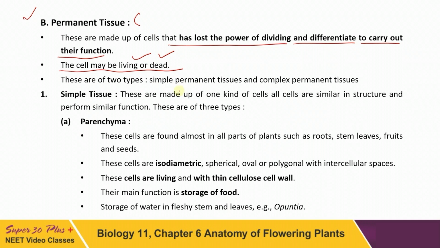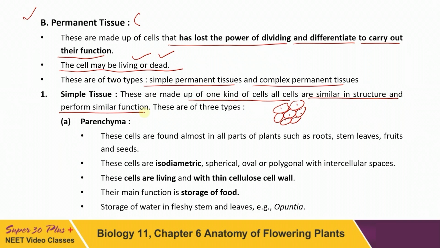These are of two types, simple permanent tissue and complex permanent tissue. In the chart also I told you. Simple tissues are made up of one kind of cell. This is simple tissue made up of only one type of permanent cells. Cells are similar in structure and perform similar functions. On the other side, complex tissue, can you recall? Complex tissue is made up of different types of tissues which have dissimilar shapes.